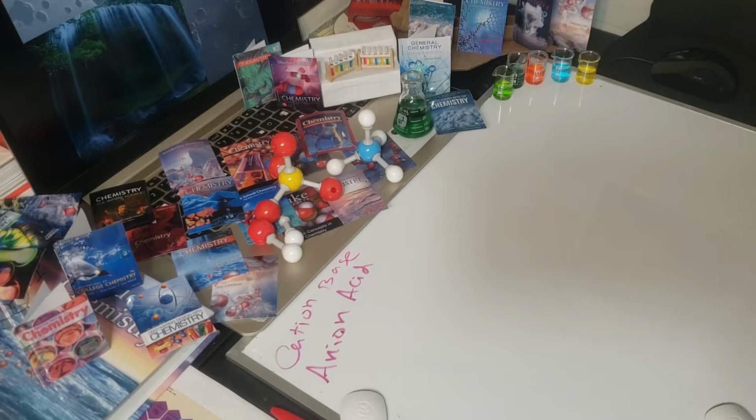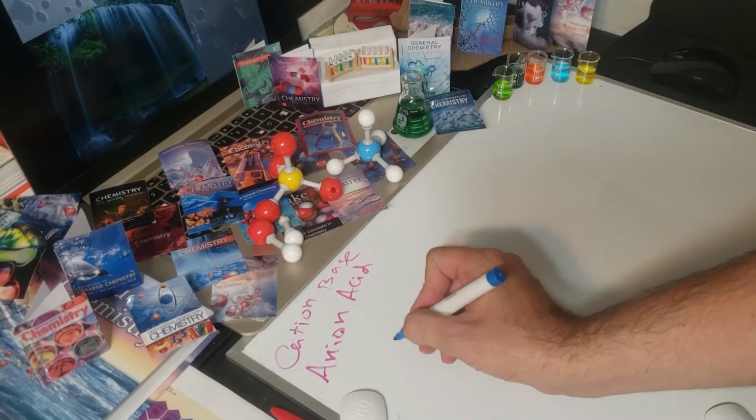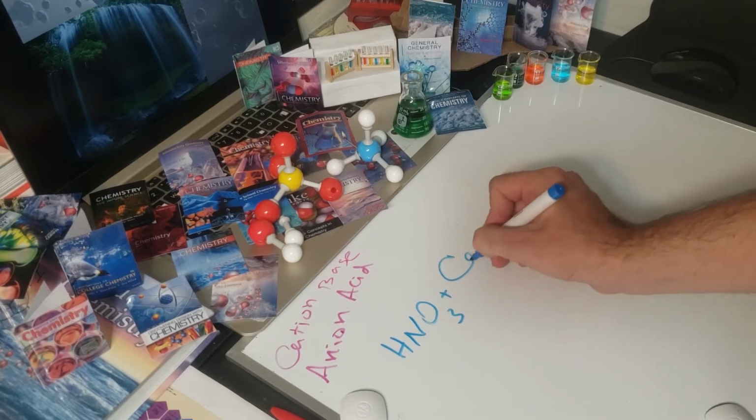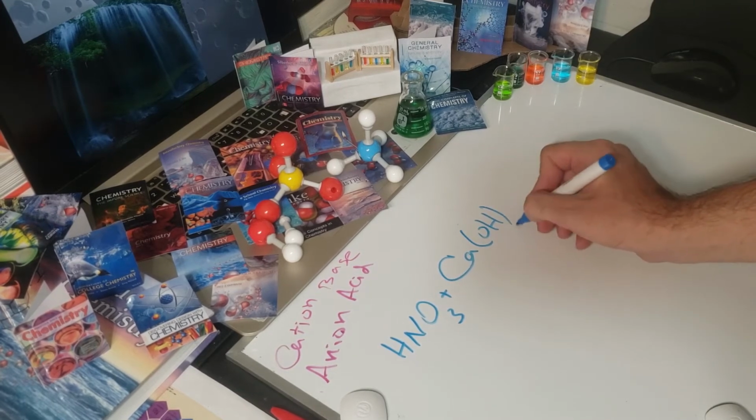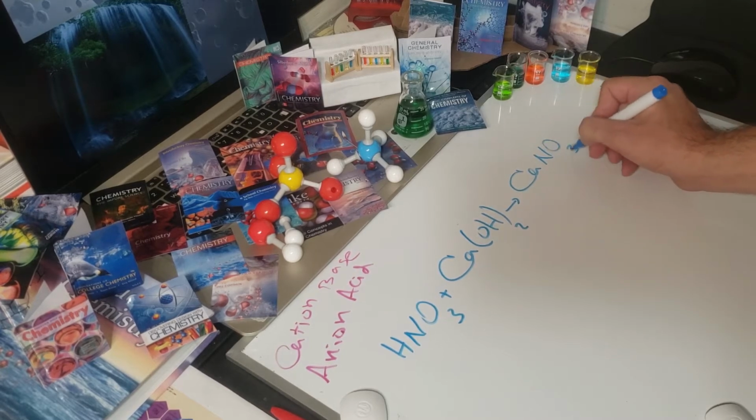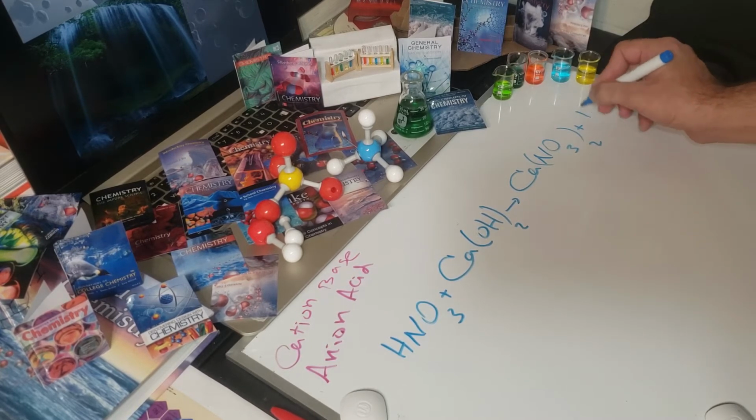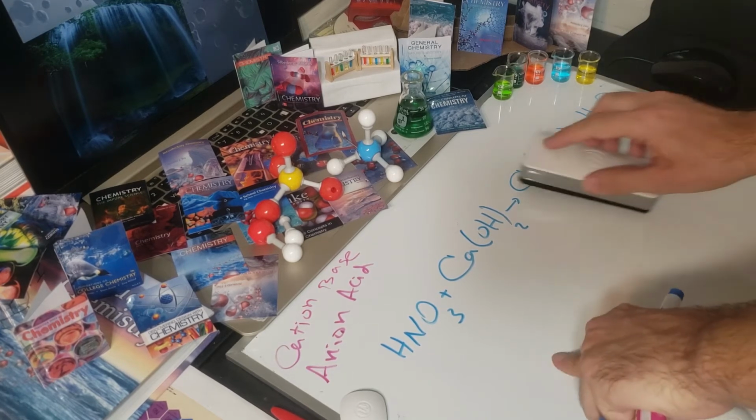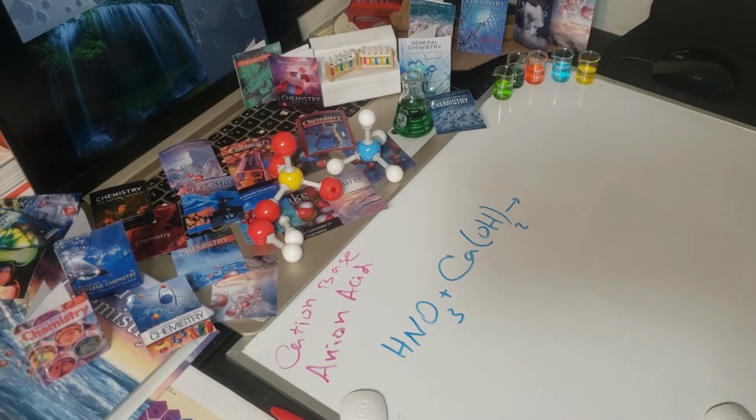Let's see how many of these examples I could do. HNO3 plus calcium hydroxide, Ca(OH)2, giving you calcium nitrate and H2O. Actually, we're going to predict this.